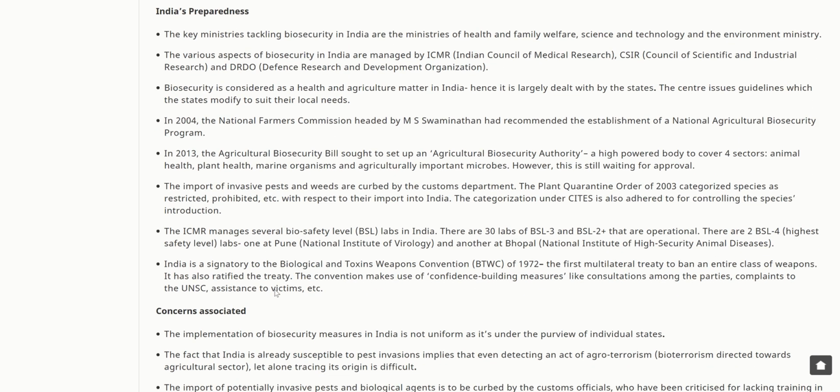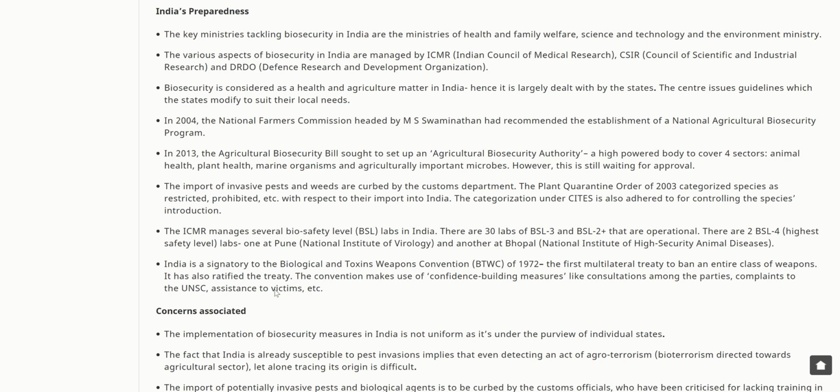India's preparedness: the key ministries tackling biosecurity in India are the Ministries of Health and Family Welfare, Science and Technology, and the Environment Ministry. The various aspects of biosecurity in India are managed by the ICMR, CSIR, and DRDO. Biosecurity is considered a health and agriculture matter in India, hence it is largely dealt with by the states.